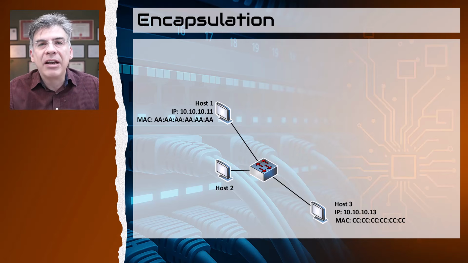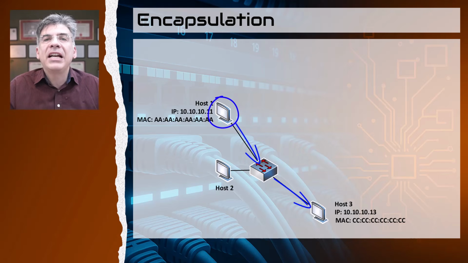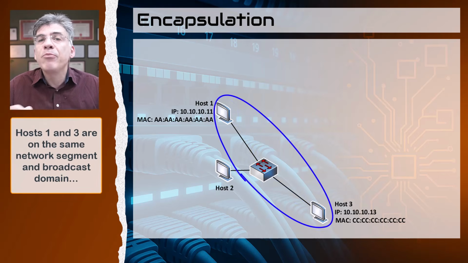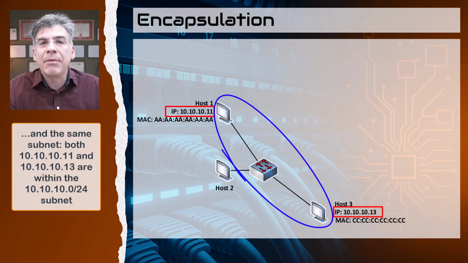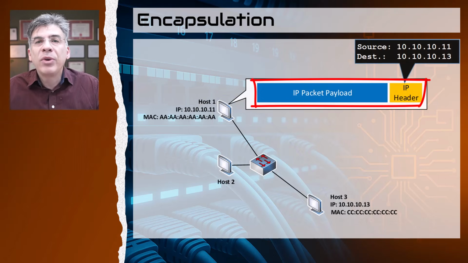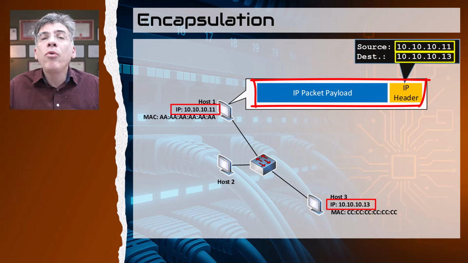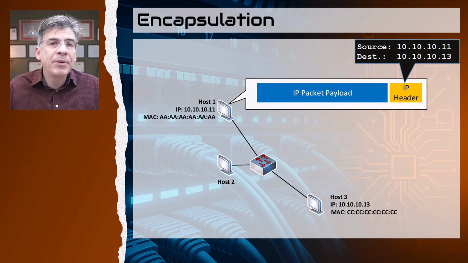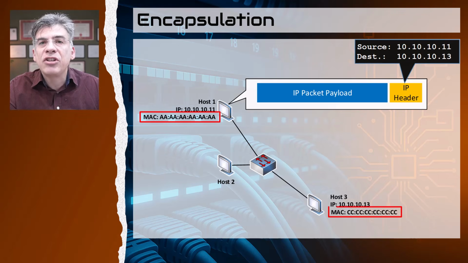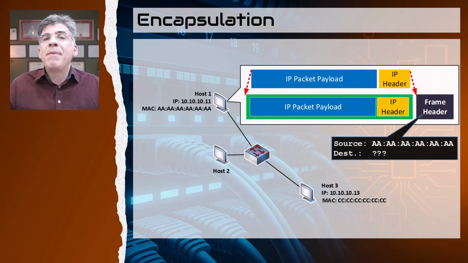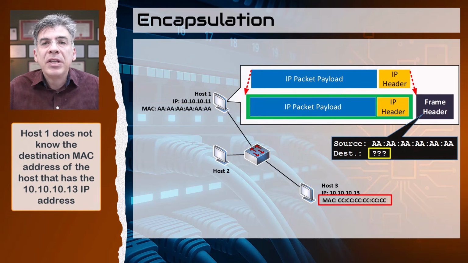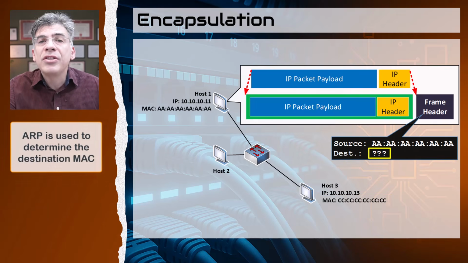Let's say we have this network here, and this host 1 is sending some data to host 3. Note that these two hosts are on the same network segment, the same broadcast domain, and they are within the same subnet. Here's our packet, with the source and destination IP addresses already in the IP header. Now, when encapsulation takes place, the Ethernet header must be populated with the appropriate source and destination MAC addresses. We know the source MAC address, which is that of our sending host, but we don't know the destination MAC address. To find out what it is, we must use what is known as ARP, or Address Resolution Protocol.